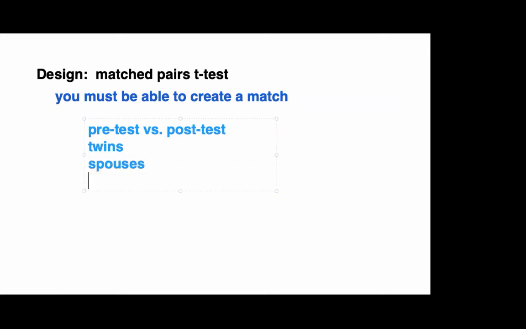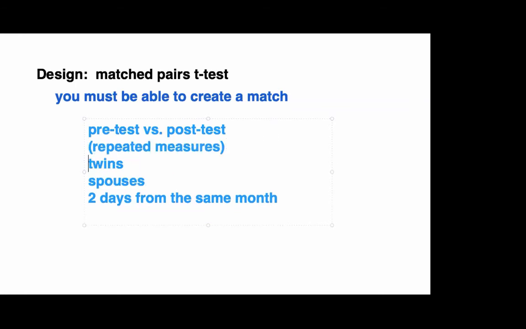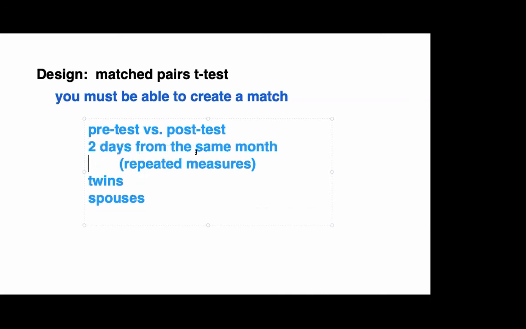Our example was looking at 2 days from the same month. That was the scenario we just talked about. The point in all of these is that we were able to pair our data up in some commonsensical way where it made sense to actually pair the data. The other term often used for this is a repeated measures design, which is good when we're talking about something like post-test and pre-test. That's an example of repeated measures, and so would be using 2 days from the same month.